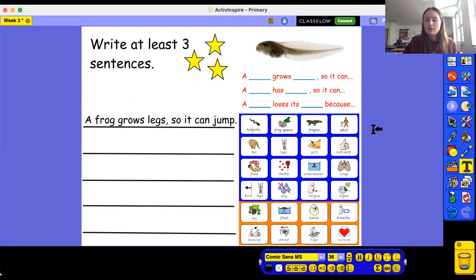And that's my first sentence, and I'm going to write 3 or more about the different stages of the life cycle. Remember, everybody, you need to think about what is it that changes and why is that important? Why does a frog need lungs? Why does a tadpole need gills? Think about those things and then write your sentences.